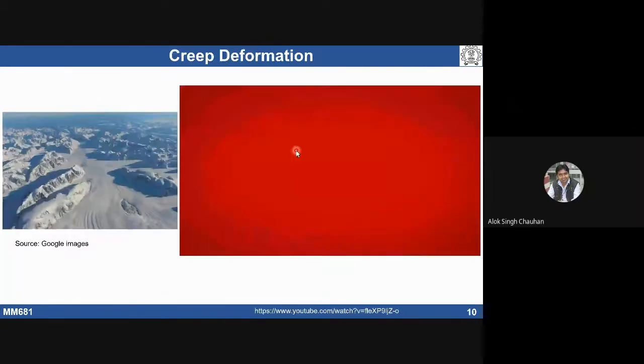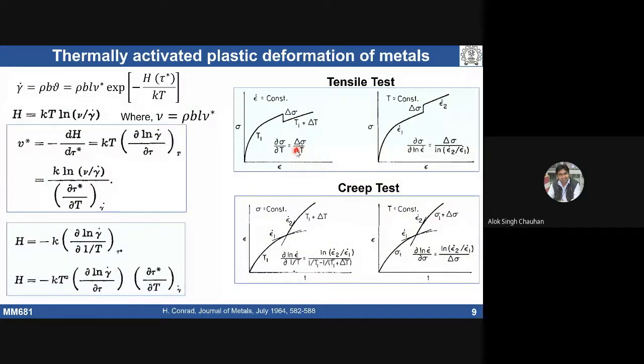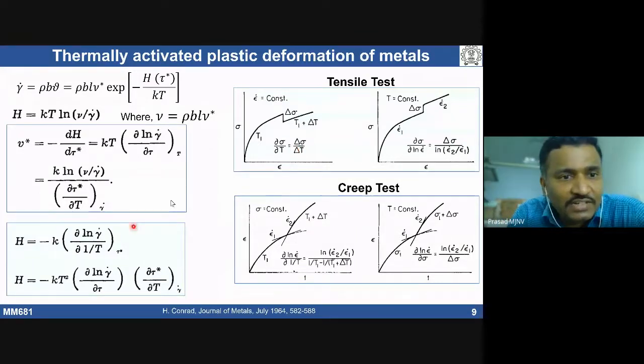Sir, any limitation, or where exactly can this equation be used, or is it generic in nature? These are generic in nature. This has been derived.